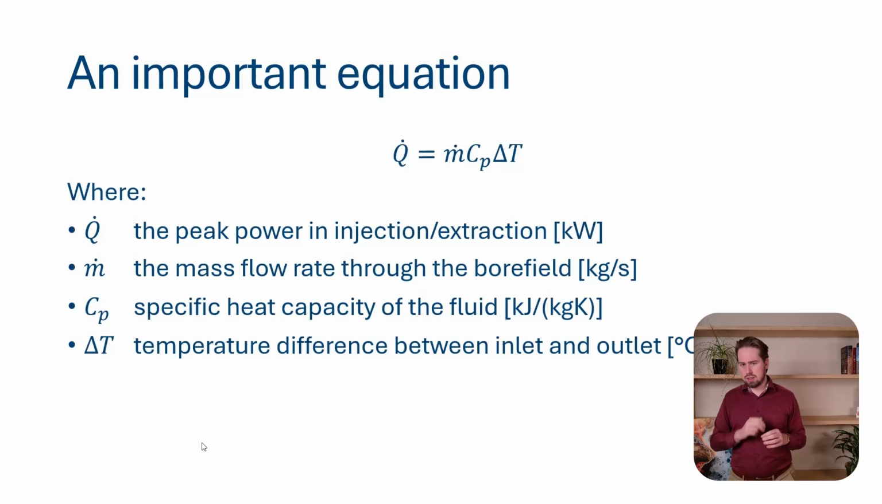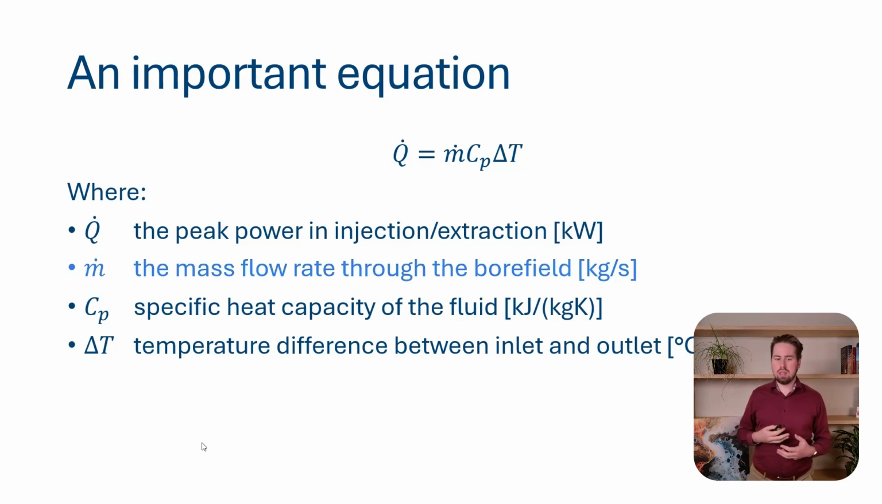Now, in order to understand how we're going to do this, we're going to look at a simple but really important equation in the whole of heat transfer. The power we can exchange in the fluid depends on the mass flow rate through the borefield. So the higher the mass flow rate, the more power we can transfer, multiplied by the specific heat capacity of the fluid, which we know. It's given, we have implemented variable fluid properties, multiplied by the temperature difference.